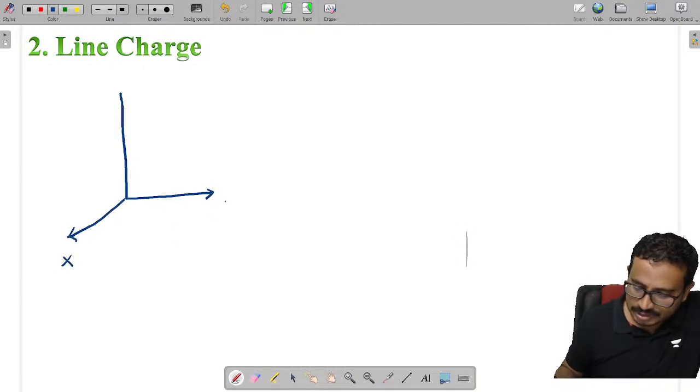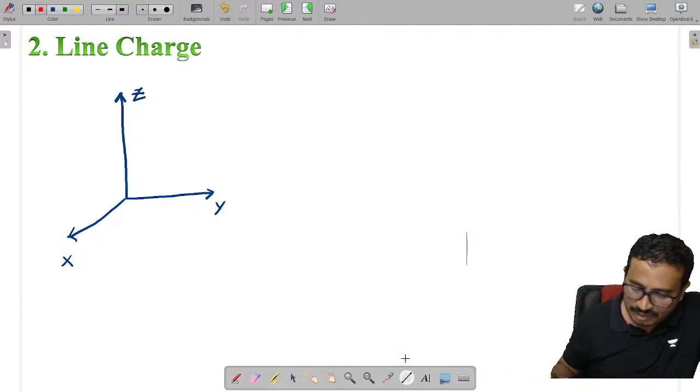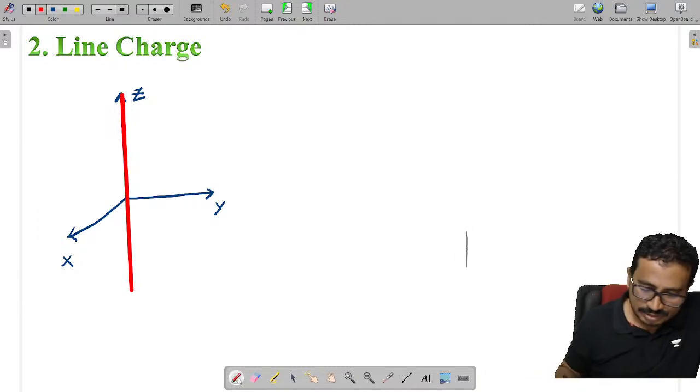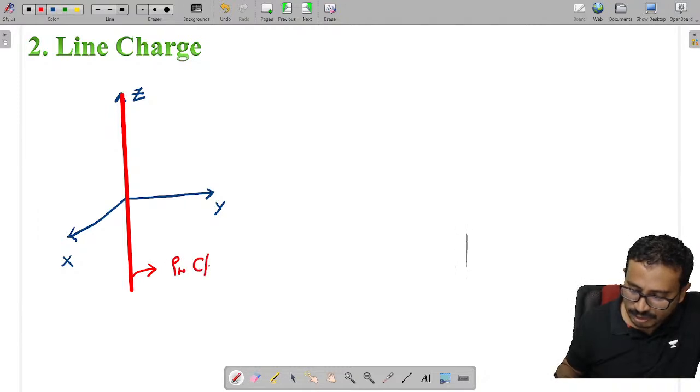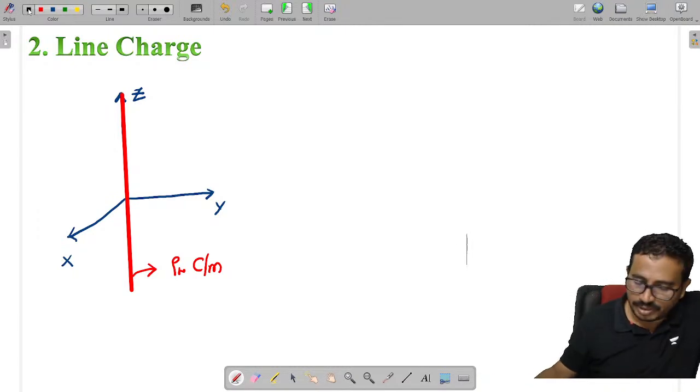This is my x-axis, y-axis, and this is my z-axis. Consider we have a line charge along the z direction. This is an infinite line charge having the charge density ρl coulombs per meter. Line charge density ρl coulombs per meter.